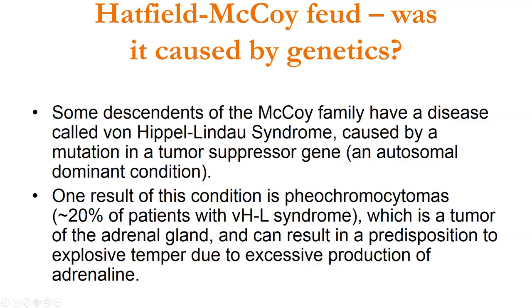And just as an aside, and this is also something I'm not going to test you on, but recently it came out that some of the descendants of the McCoy family have this particular autosomal dominant disease. It's got relatively low penetrance, so it can actually remain kind of hidden. It's von Hippel-Lindau syndrome, and one of the things you could see in von Hippel-Lindau syndrome is a pheochromocytoma. And this is a tumor of the adrenal gland, and people with a pheochromocytoma could sometimes be predisposed to an explosive temper.